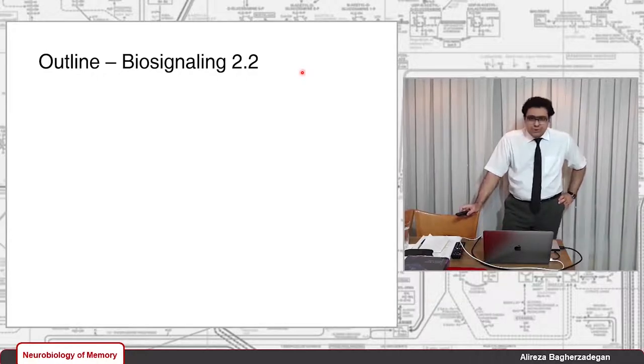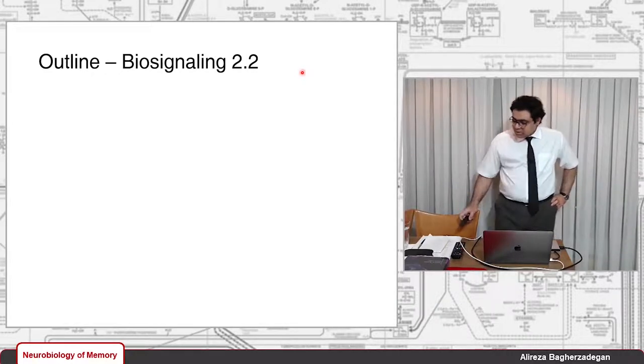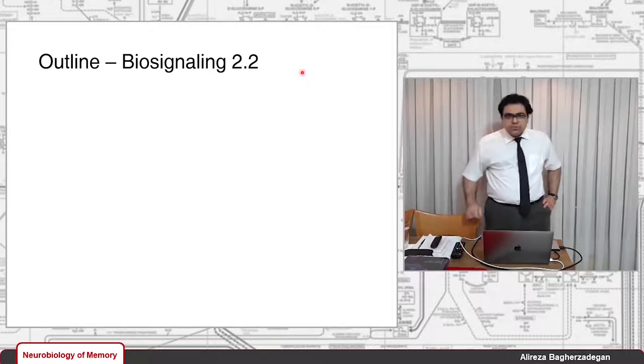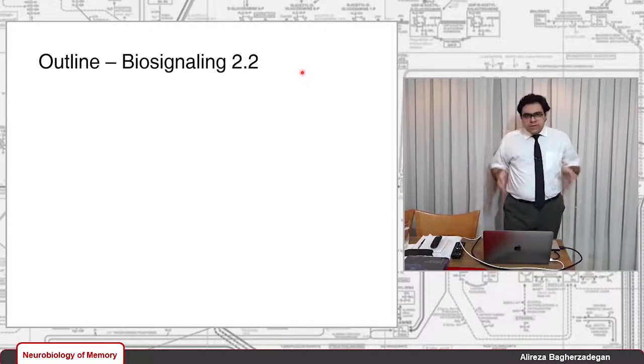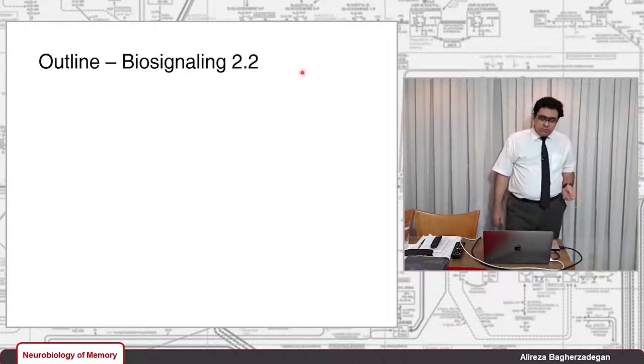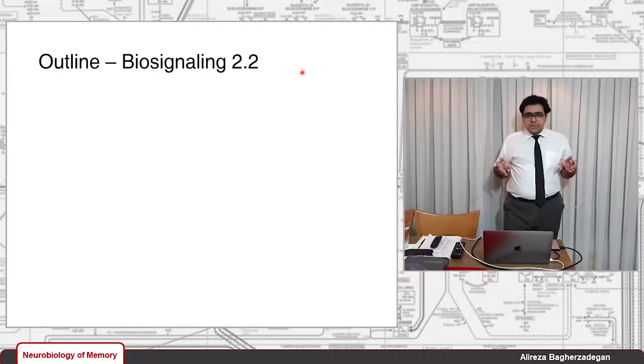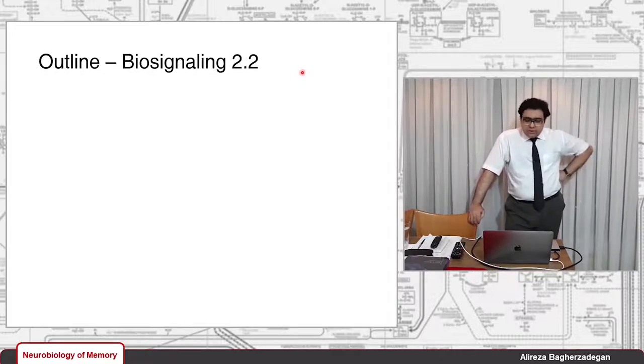This is Biosignaling 2.2. In the previous lecture, Biosignaling 2.1, I introduced the concept of molecular switches. I also talked about the G-proteins, trimeric ones and monomeric G-proteins. I talked about the catalytic mechanisms of regulatory proteins of G-proteins, for example, GAP and GEFs.